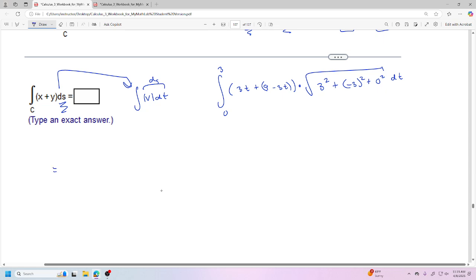Let's put this all together. Looking right here, what would this function end up being? Just a 9. And then we got the square root of, exactly, square root of 18. So we got 9 square root of 18, integral dt.